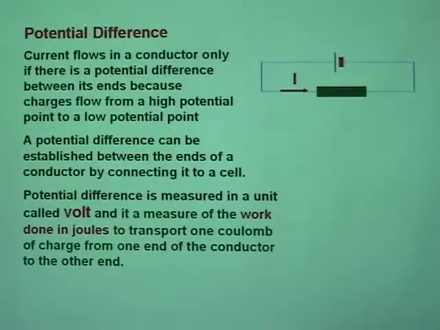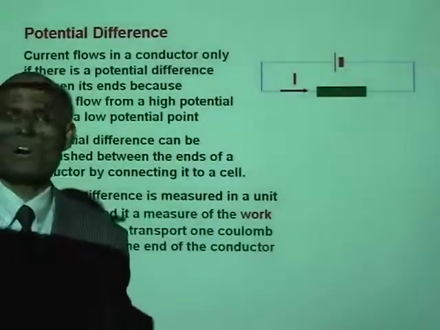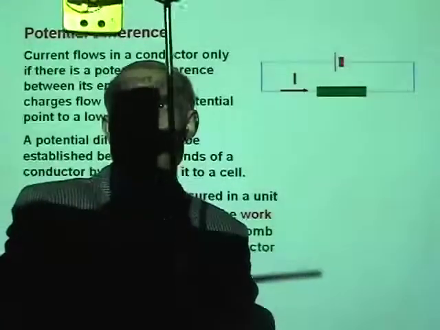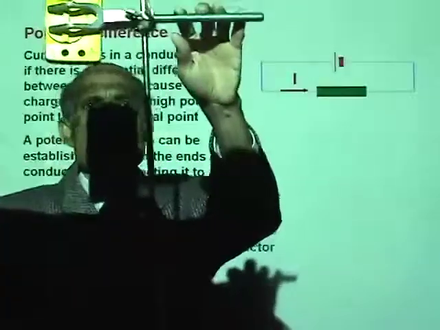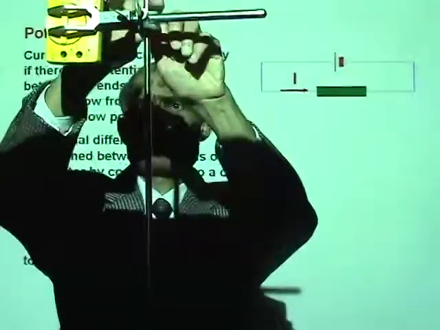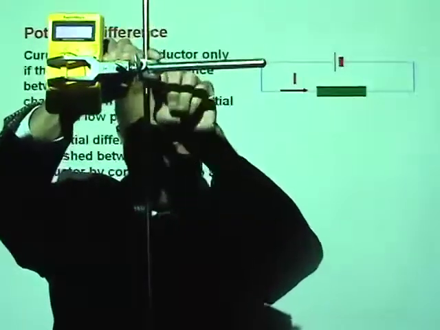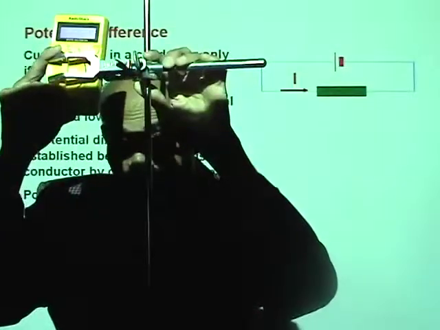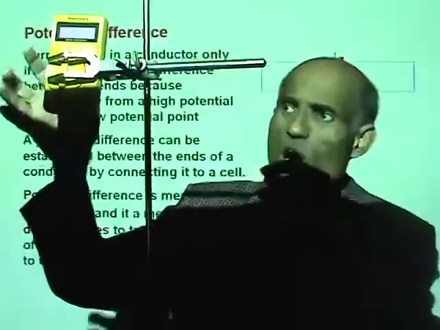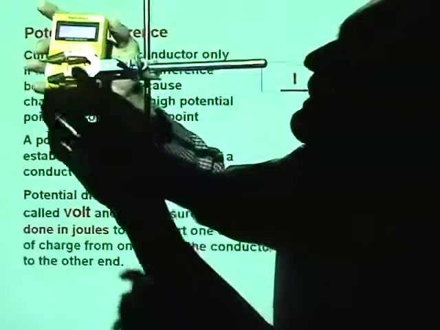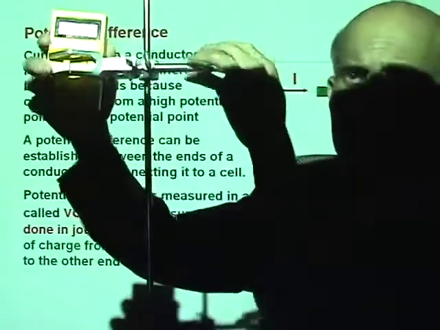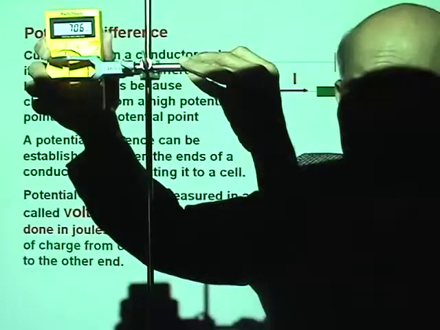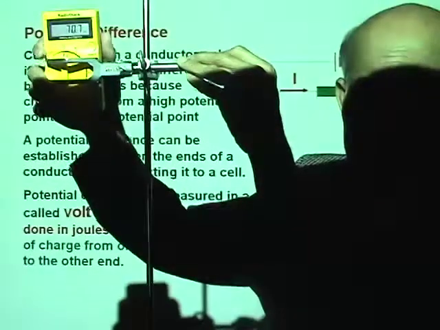Now, I have also another kind of voltmeter. Let me see if I can make it visible for you. This is a voltmeter. Let me see if I can turn it on. This is a digital voltmeter. Well, there you can read.